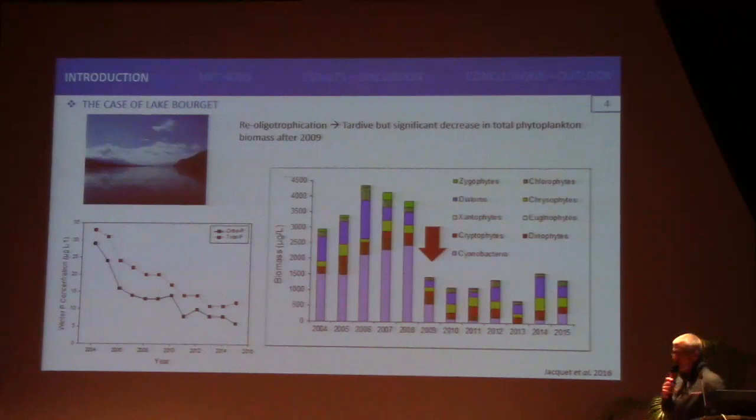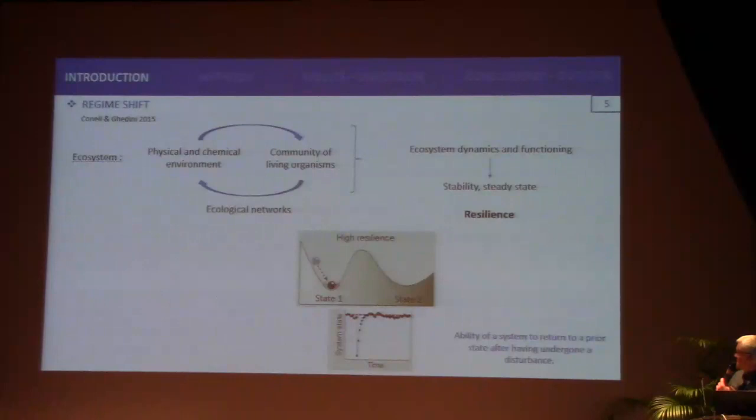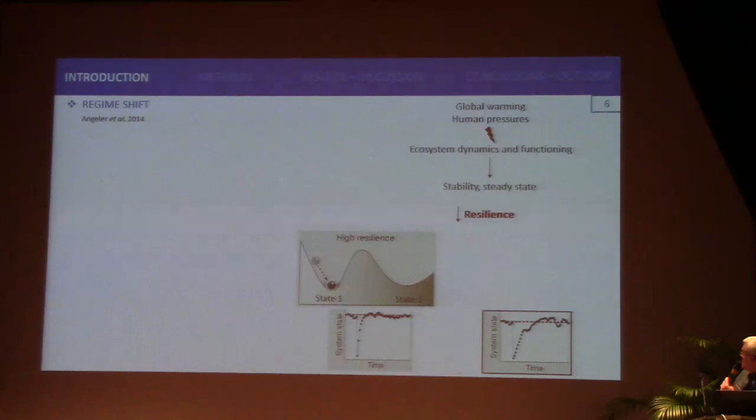If we talk about ecosystems, we know that they consist of physical, chemical, and biological compartments and interactions in terms of transfer of matter and energy. All these ecosystem dynamics and functioning are responsible for the stability, the steady state of the ecosystem, and what we call the resilience, which is the ability of a system to return to a prior state after having undergone a disturbance. We also know that these ecosystems are subject to different human pressures, local and more global, and all this is going to impact the ecosystem dynamics, stability, and resilience.